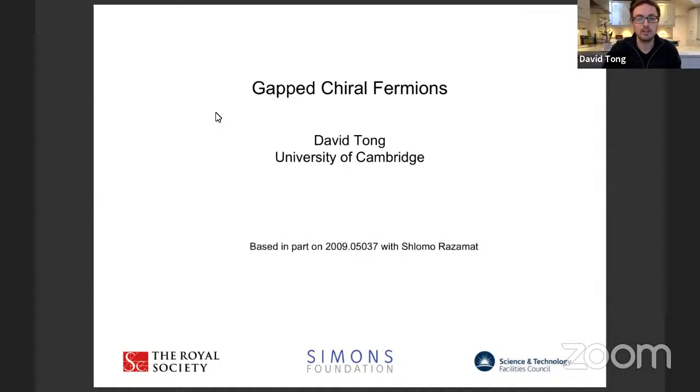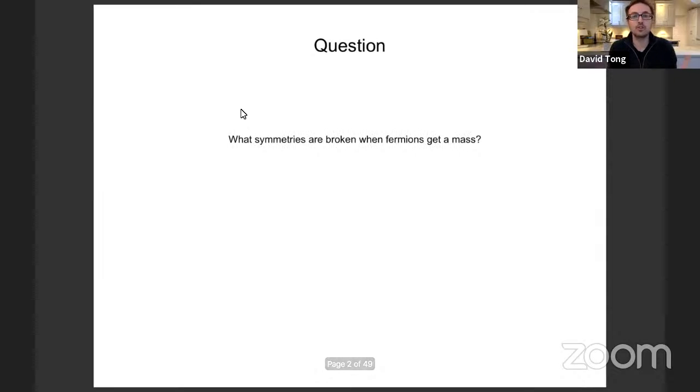The question is really straightforward. And it's just this. Take a bunch of massless fermions and give them a mass. And the question I want to ask is, what symmetries are broken and which symmetries are preserved when a bunch of fermions get a mass?